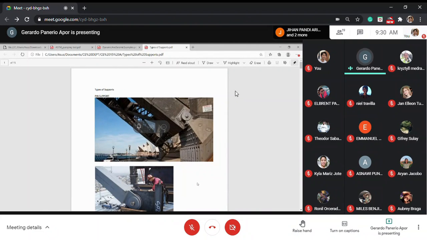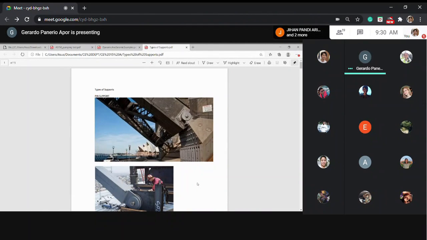What are the constraints there? It cannot move along the horizontal direction as well as the y direction, but it is free to rotate due to any changes of length, no? So this is an example of a pin support. This is a pin support of, I think, a bridge. No, this is a bridge. That support is attached to the structure called abutment, or maybe pier.